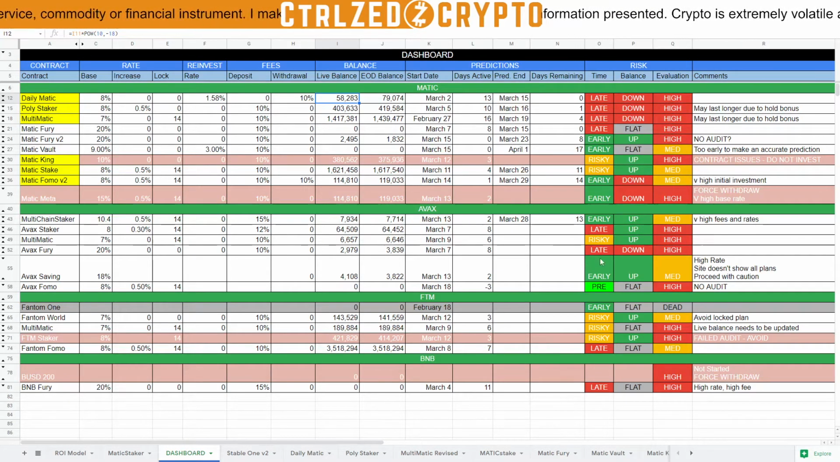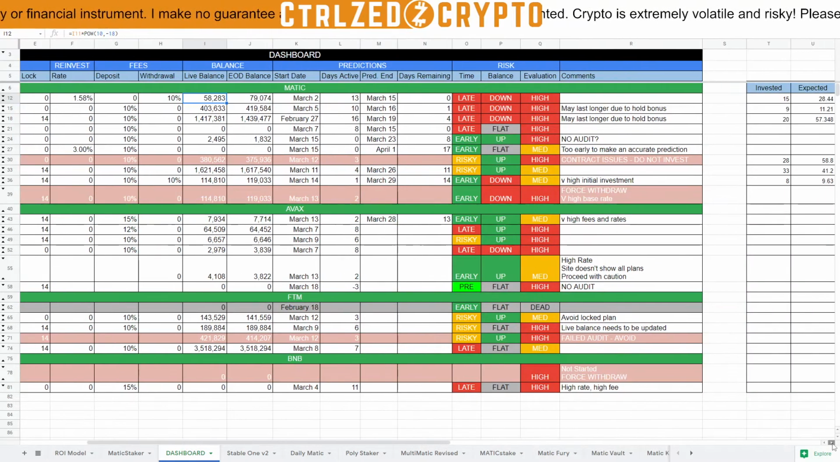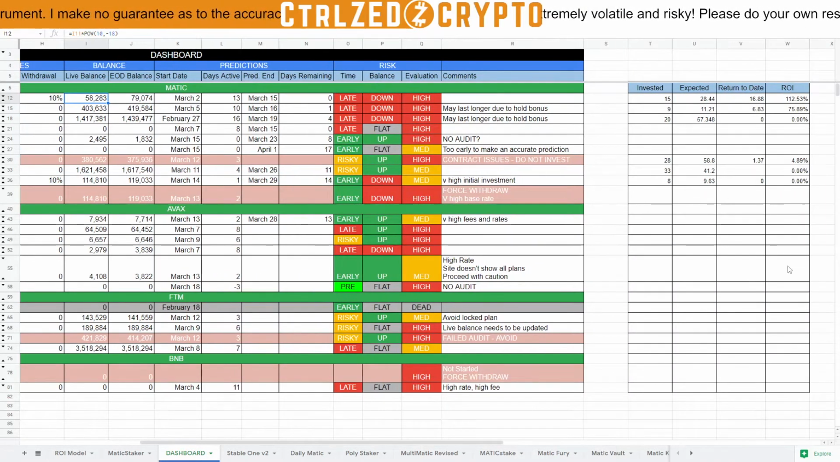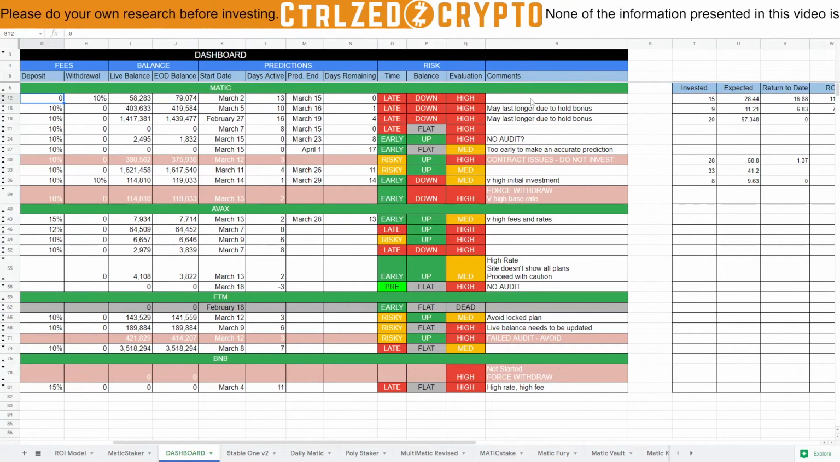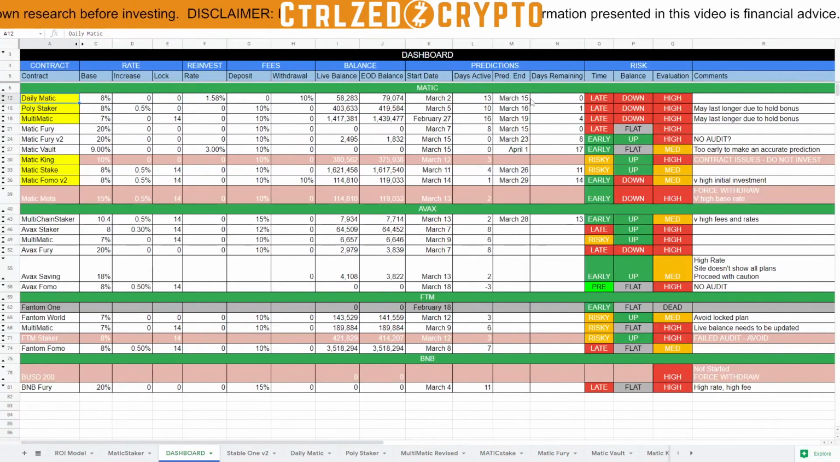But Daily Matic is like Stable One. I've managed to withdraw. This is my actual figures over here. So this ROI is the top one, 112%. If I can manage to make one more withdrawal today, I think in the next hour or so, I'll be able to do that. Then that should come up to maybe 120, 125%, which is a great ROI. So like Matic Staker, but I would not recommend investing, just given that it's got less than 24 hours to live on the basis of the contract balance.